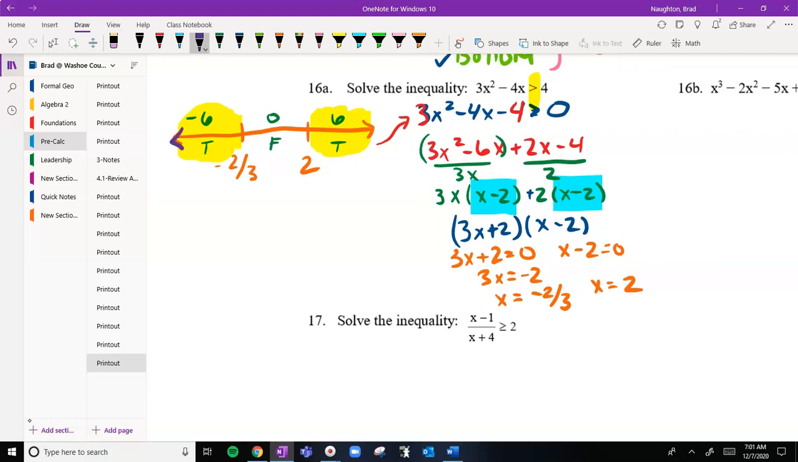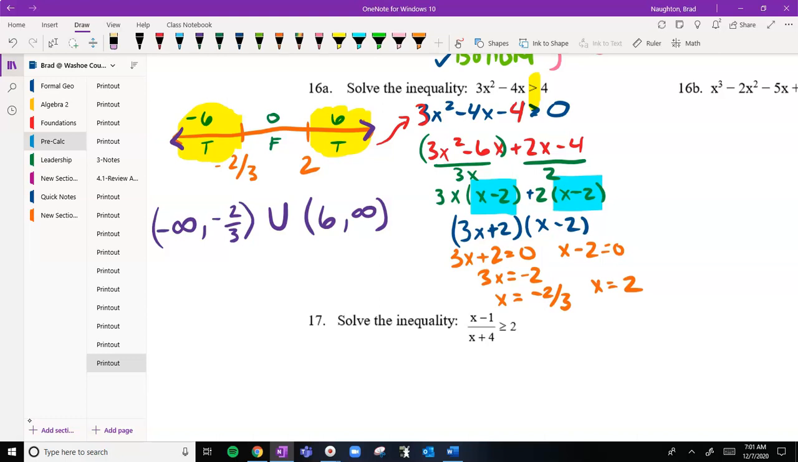So when I'm pointing to the left, that's negative infinity to negative 2/3. It does not include those values, so parentheses. And then from 6 to positive infinity, because that arrow is going that way, so positive infinity. And then we put a U in between for union, as in it's one or the other, because it can't be in both places.